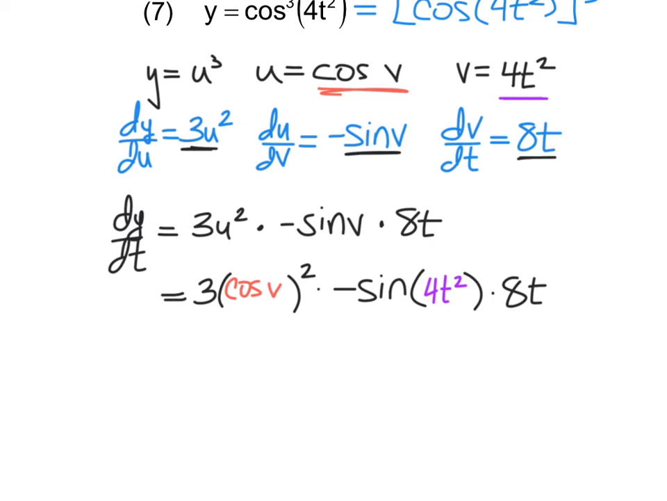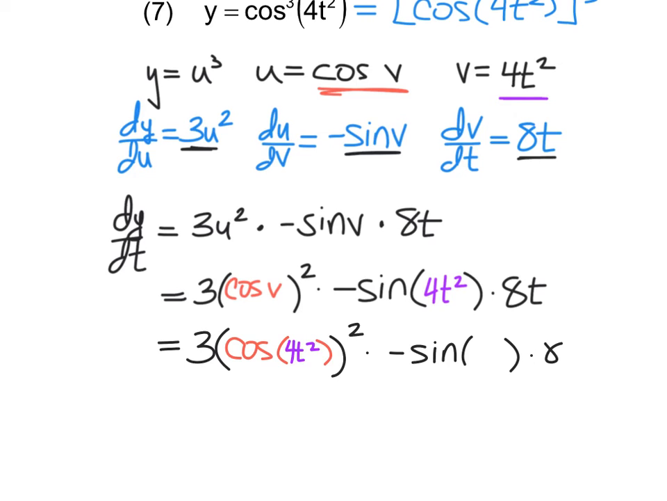This has a v in it still. The v has to go. V is, again, the same as 4t squared. So I could do my substituting. Make that one sound right. You can, you can. Again, huh?